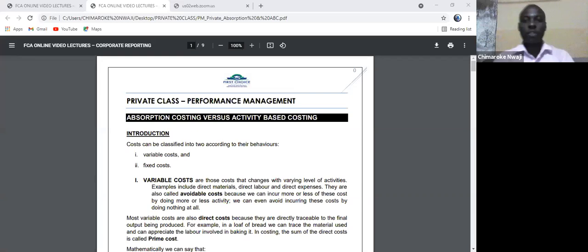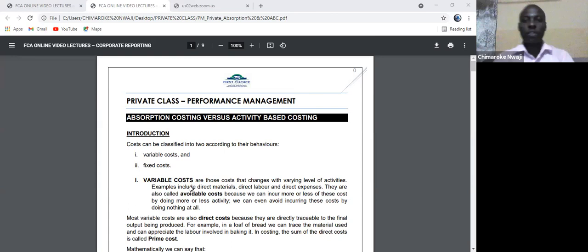Okay, so now our topic for today is absorption costing versus activity-based costing. Like you saw in the invite I sent to you, the topic is the overview of absorption costing and activity-based costing. What is absorption costing? What is activity-based costing? These are the two things we will work on tonight, and we will do a good job on that.